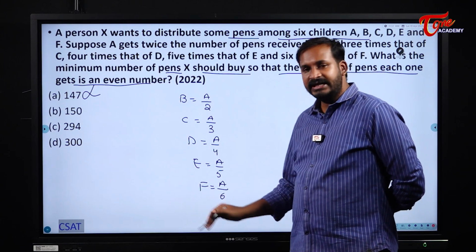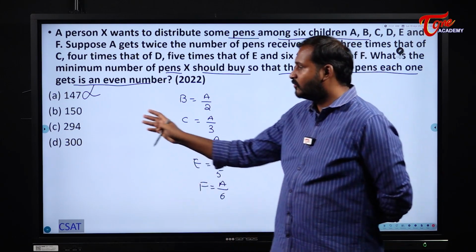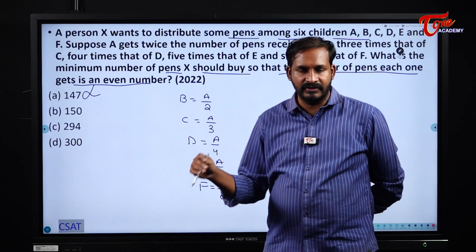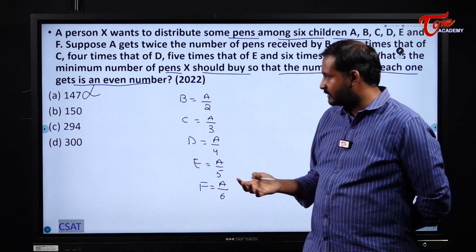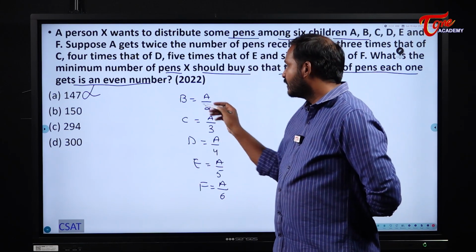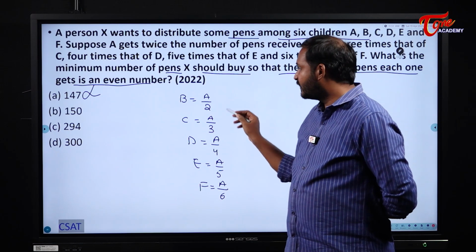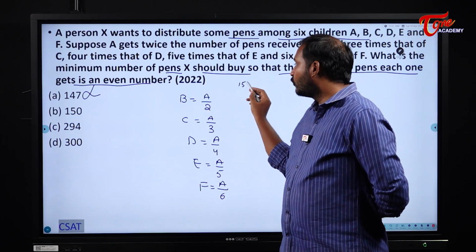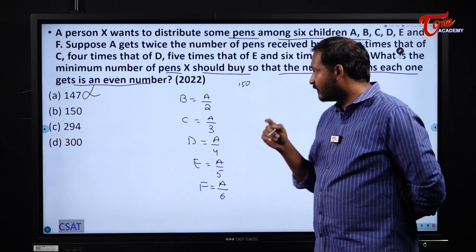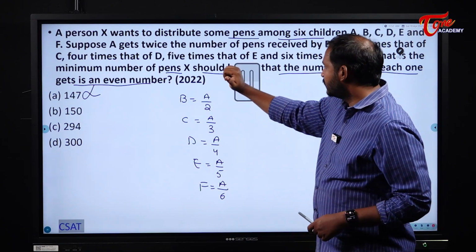Now, after writing this, you can simply do the option verification. First, we will do the option verification and then we will go to the general procedure. First one, if I assume my number of pens as 150, B will get how many? 150 by total. Assume that. If I assume that total as 150. Now, we will see. Okay, this is total, right?